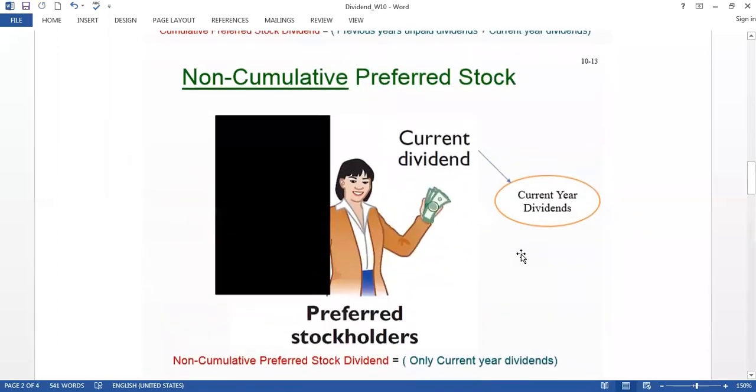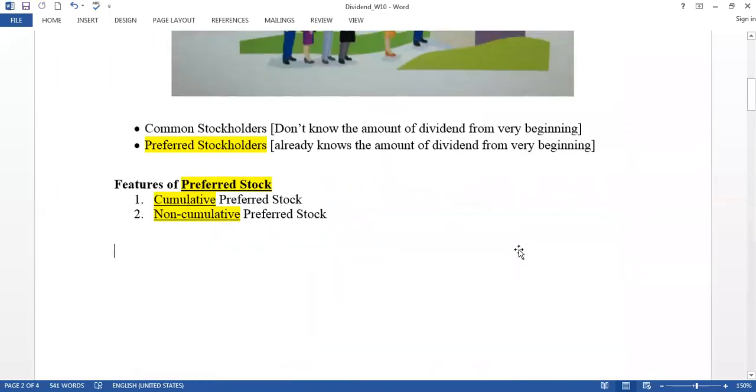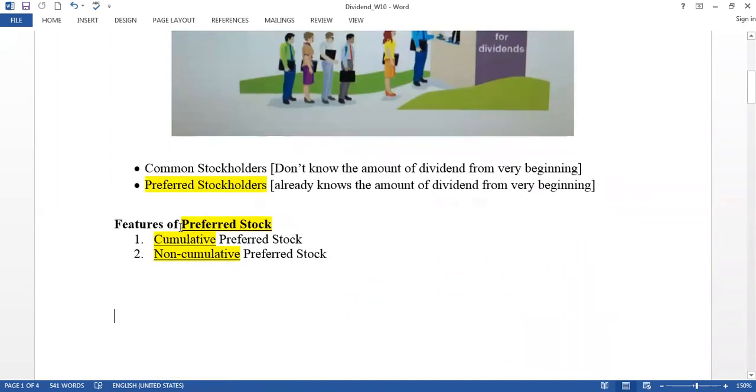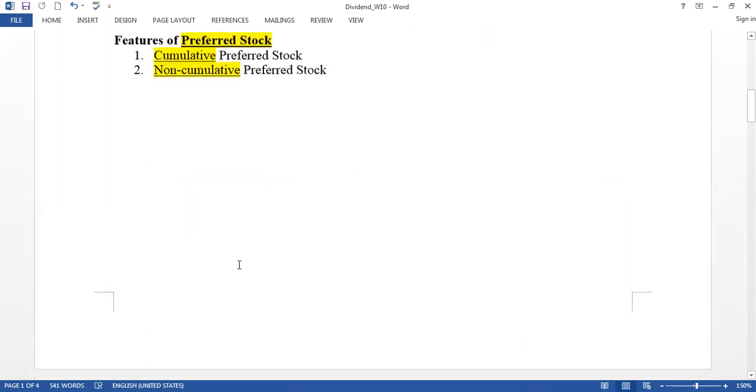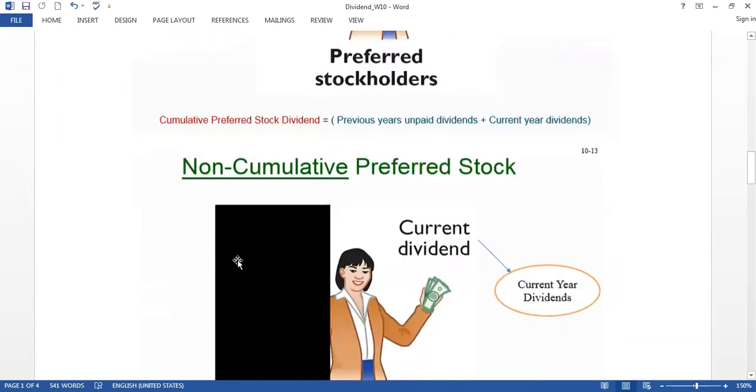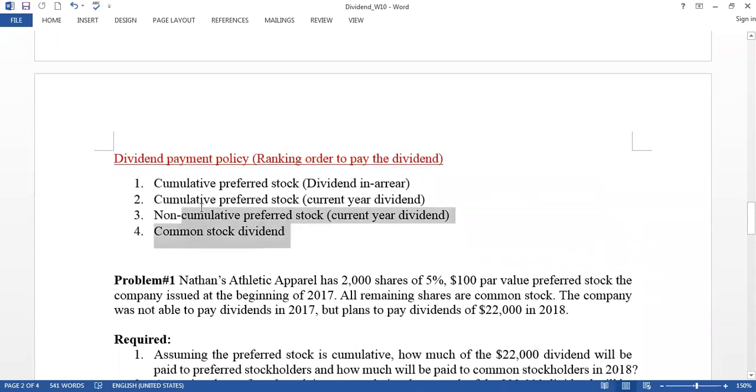Now we find that according to these three pictures, we have preferred shareholder and common shareholder, right? Again, preferred shareholders are cumulative and non-cumulative. So we can make some classification. Who is the most priority? Look at this classification, 1, 2, 3, 4. So when the company pays dividend, the company should go in this order. What is the first money goes to?